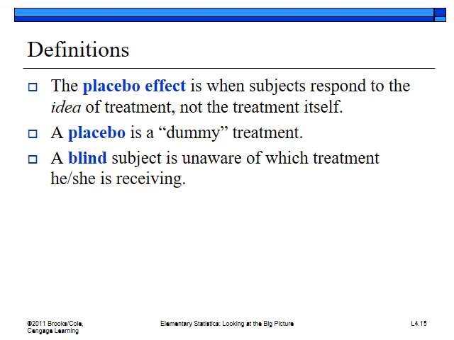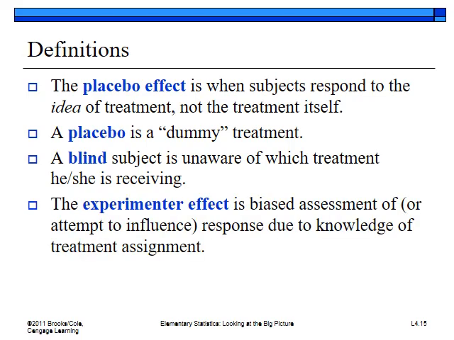A blind subject is a subject that doesn't know whether he or she is in the treatment group or in the control group. On the other hand, if the experimenter knows into which group a particular subject falls, we have to worry about the experimenter effect. This is when the experimenter introduces bias when he or she records the values of the variables.